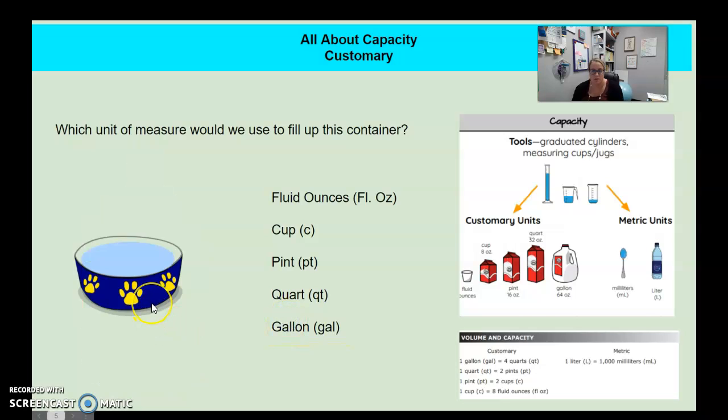Okay, what about my dog's bowl? He gets thirsty, so what am I going to use? Am I going to use fluid ounces, cups, pints, quarts, or gallons?